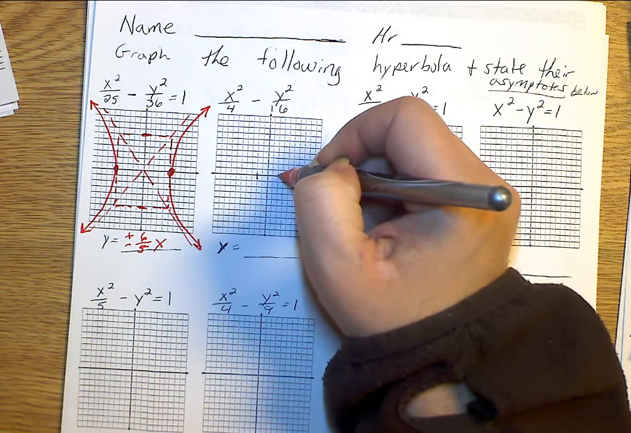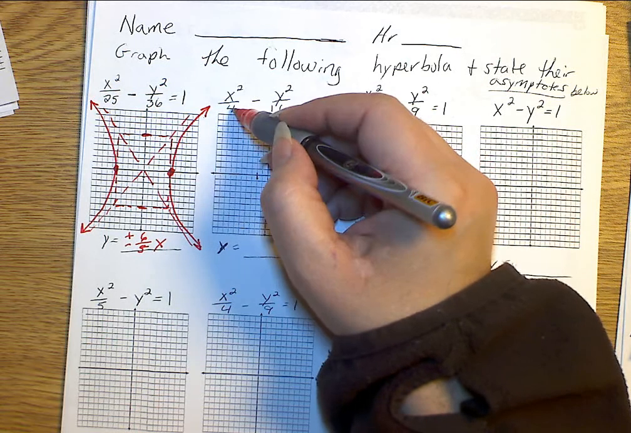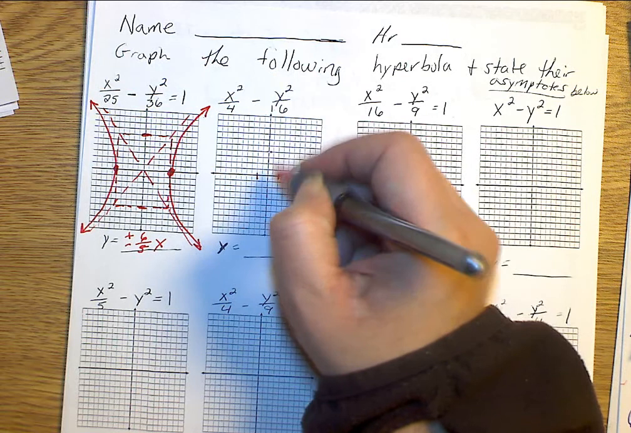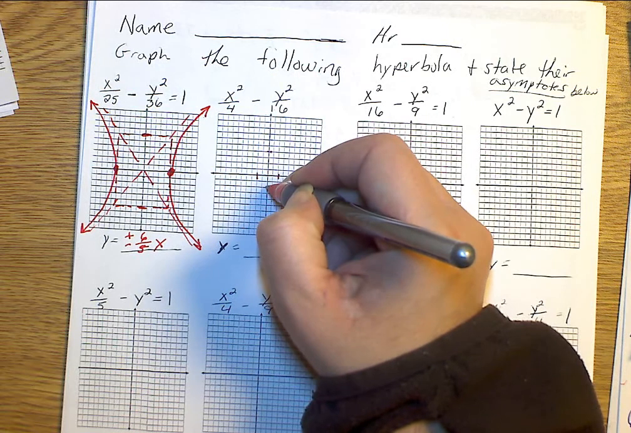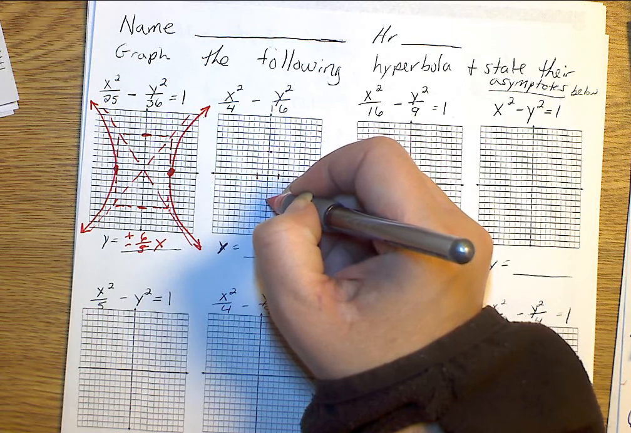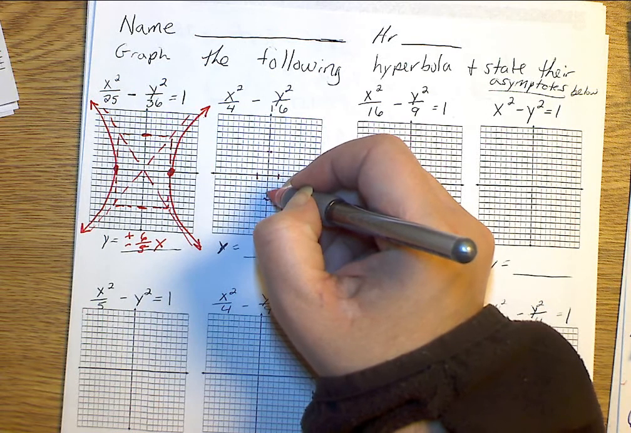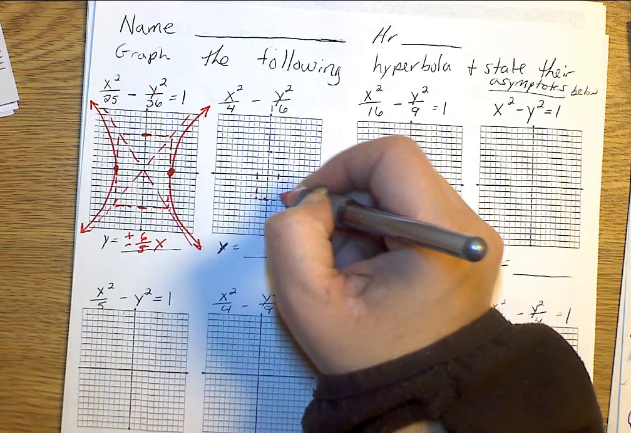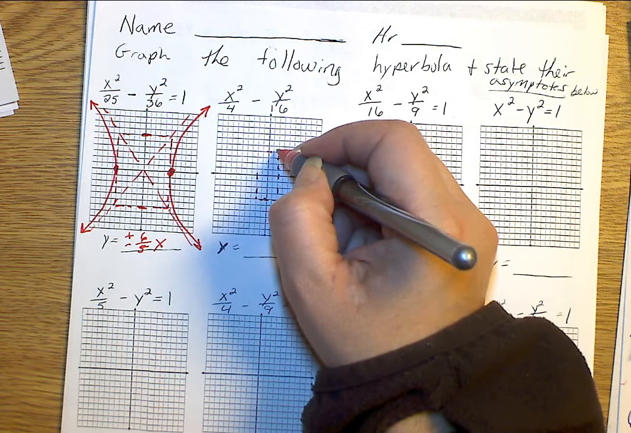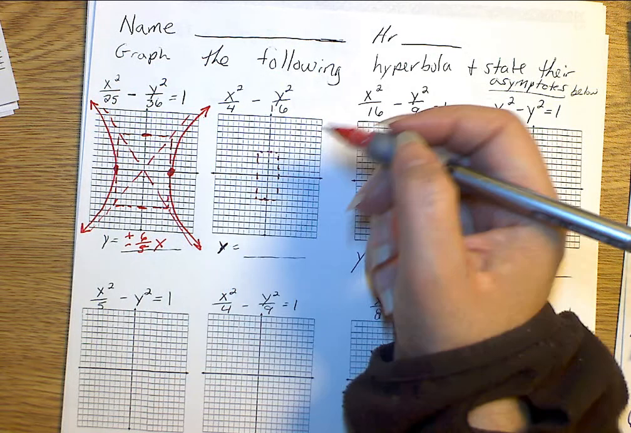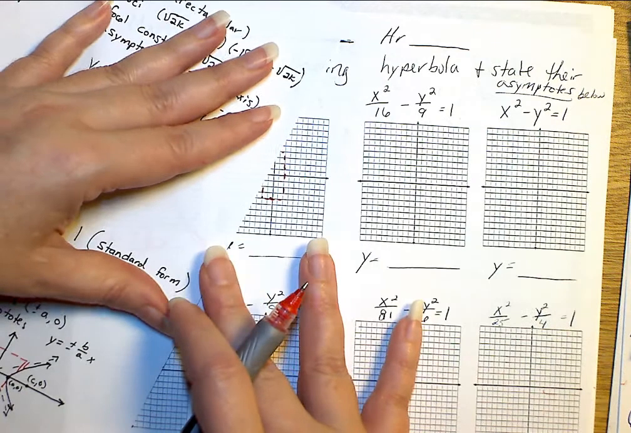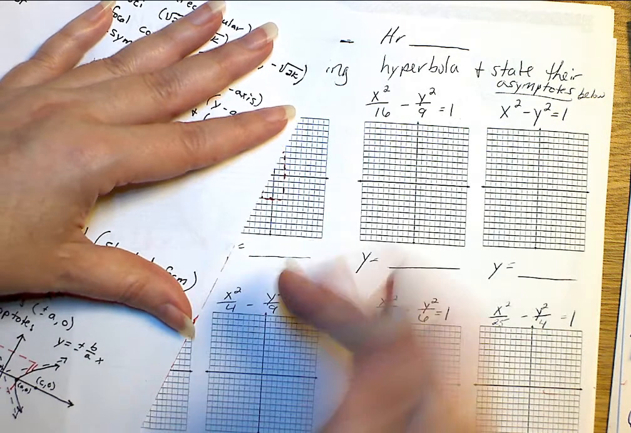Hopefully you went out 2 on your X's and 4 on your Y's. Oh, I thought it was 6. I didn't write it with 6. Yep, that's right. And then you connected your corners. You got it.